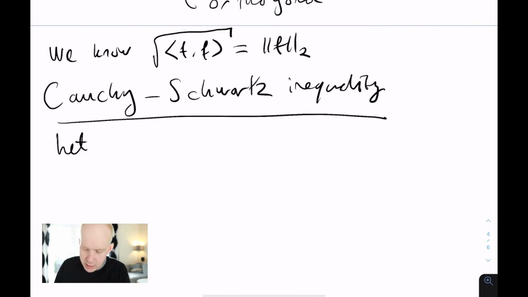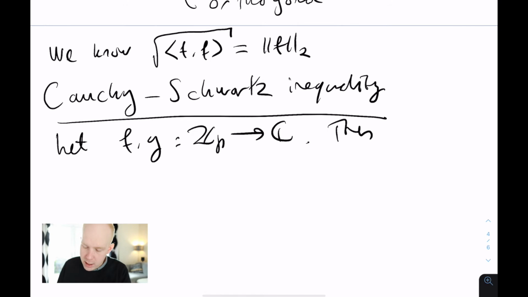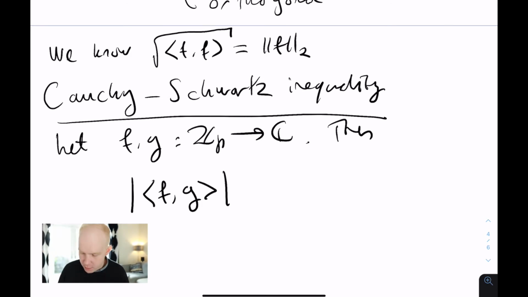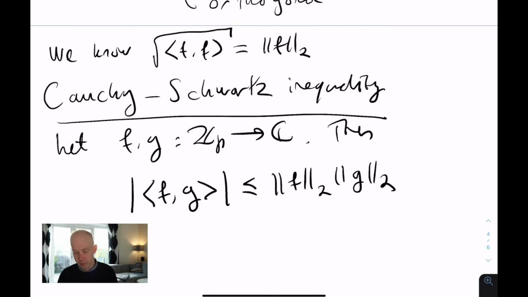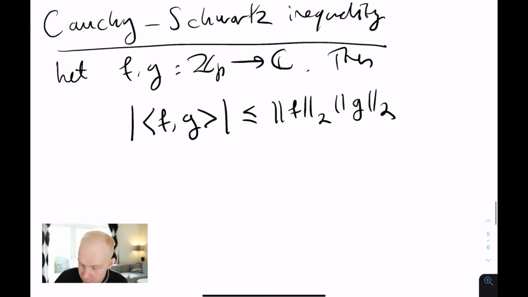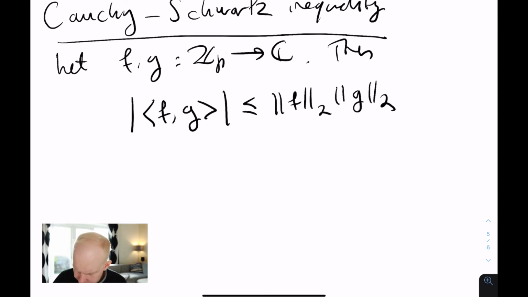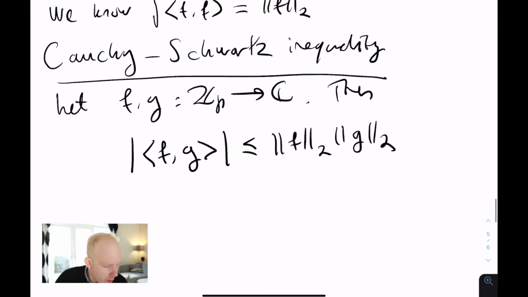We let f and g be any functions from Z_p to C. Then we can bound the absolute value of the inner product, because this possibly could be a negative number, by the product of their norms, the L2 norm of f and the L2 norm of g. So that's a basic notion that we are going to be using quite a lot later on in the course. So how does this help us?